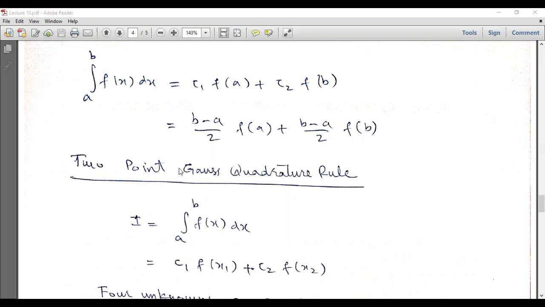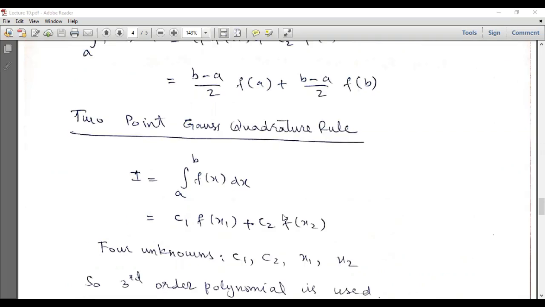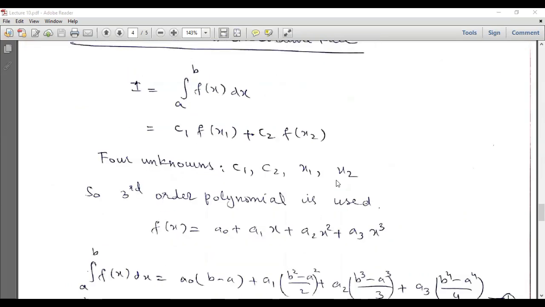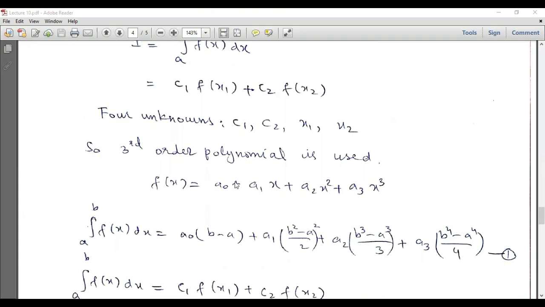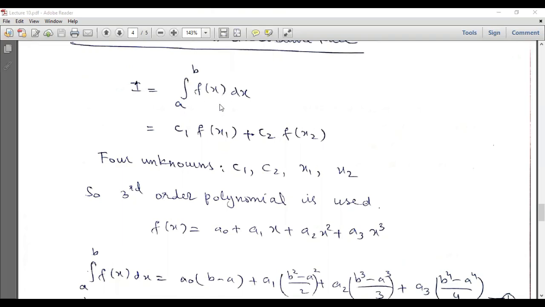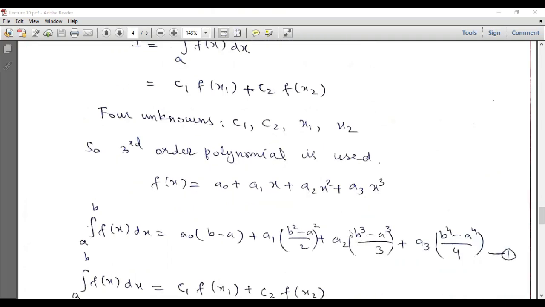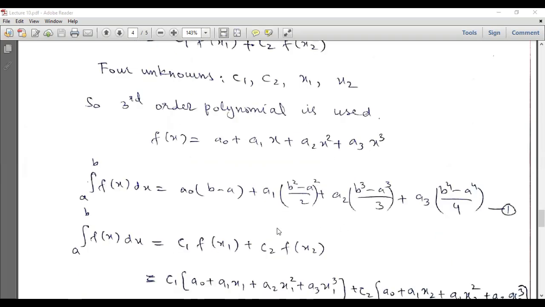We can also use the two-point Gauss quadrature rule, and for this method we have to approximate our polynomial as a third order polynomial. In this case, this is our integration, and it is equal to c1 f(x1) plus c2 f(x2). Here we have four unknowns, c1, x1, c2, x2, and we consider a third order polynomial with four coefficients a0, a1, a2, and a3. The integration of this third order polynomial is equal to this expression, and this is equal to c1 f(x1) plus c2 f(x2).